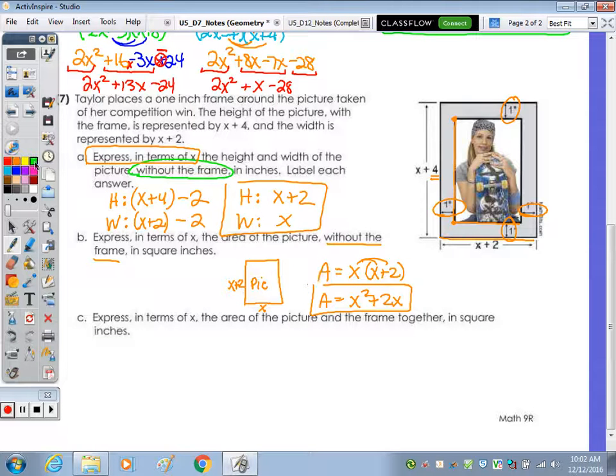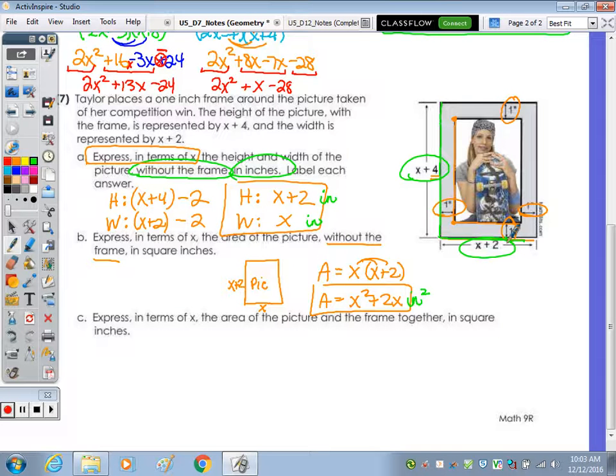Whoops, one thing I'm forgetting, I'm noticing, it says in inches, even though it's an algebraic expression, you can add the units after. So perimeters in units and areas in square units, as it says. And then express in terms of x the area of the picture and the frame together. Well, together it told us the length was x plus 4 and width x plus 2.